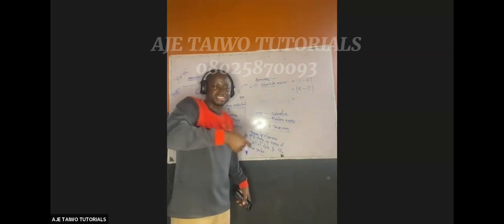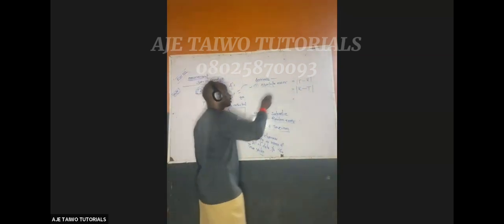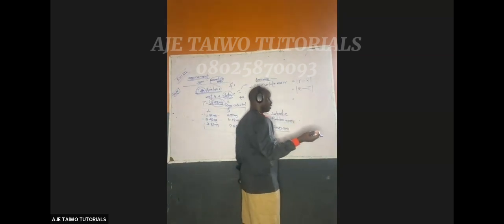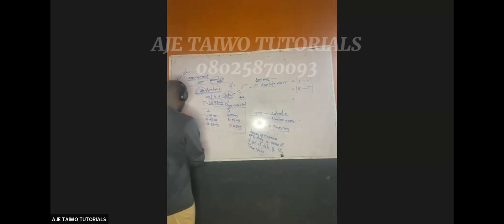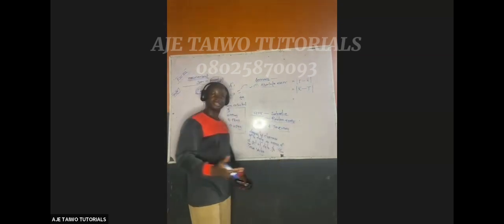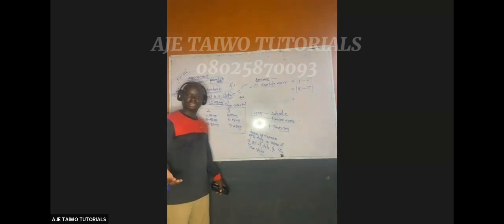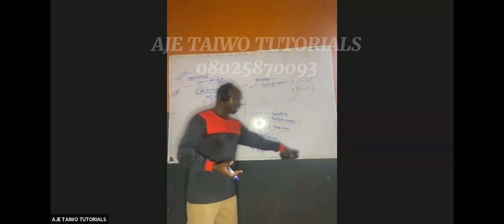Absolute values are positive values. So it's what? T minus X or X minus T. For instance, I've asked you to measure the length of this board. What class? Measure the length of this board. I called 3 students to measure the length of this board.